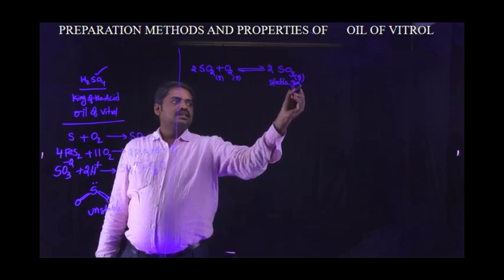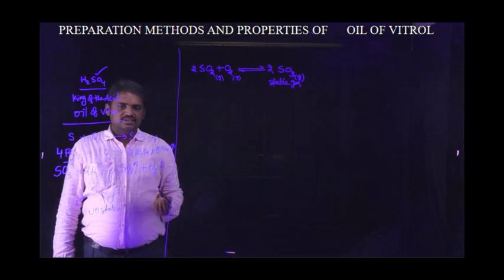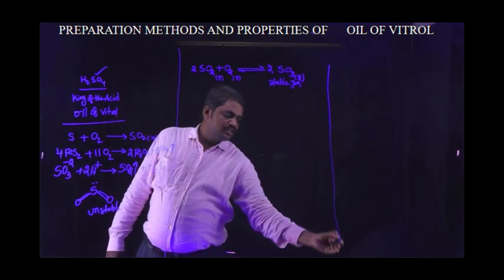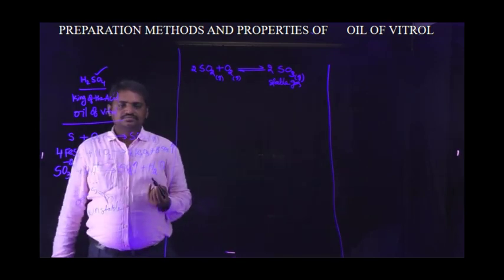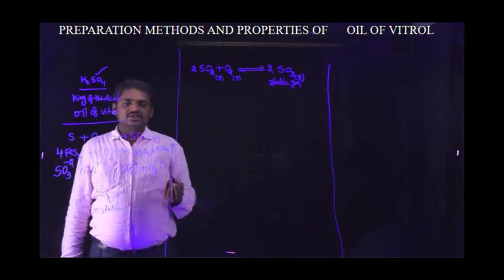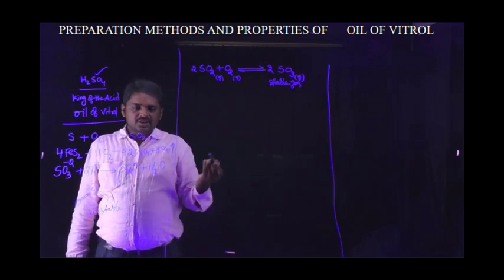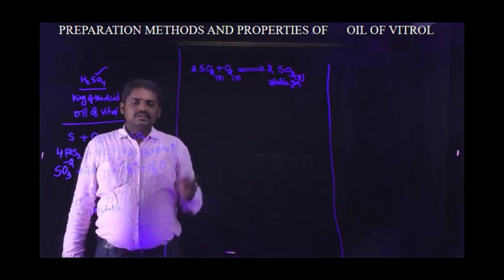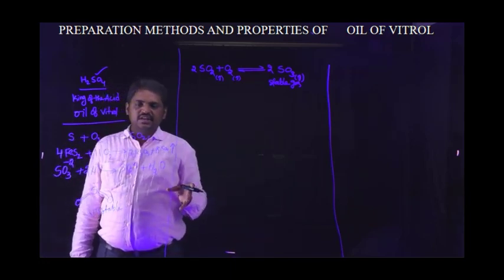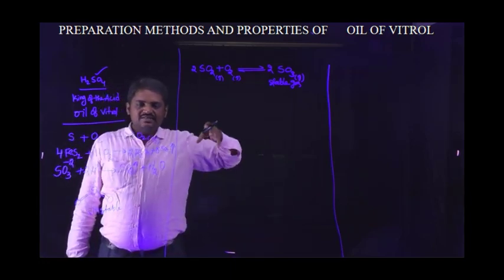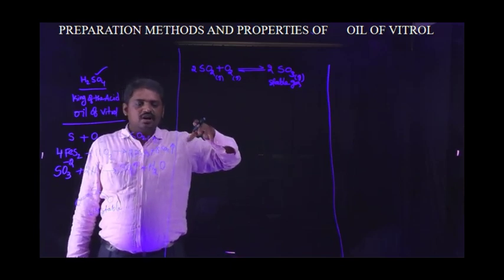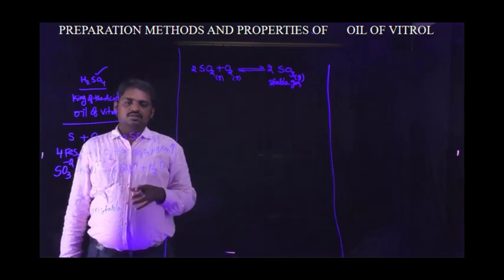Okay. So sulfur trioxide is a stable gas. Why? In this structure, the central atom is sulfur. Sulfur contains 6 valence electrons. All 6 valence electrons are involved in the formation of oxygen bonds.